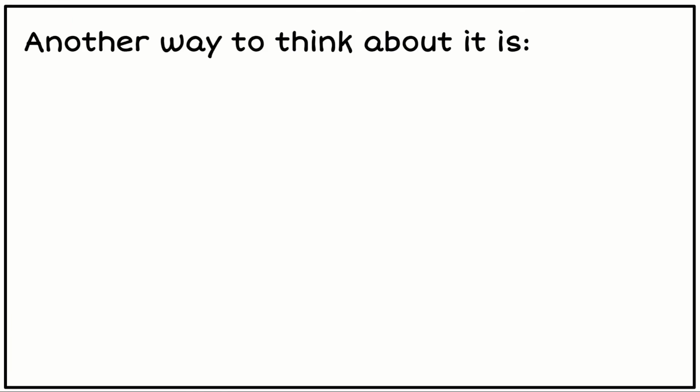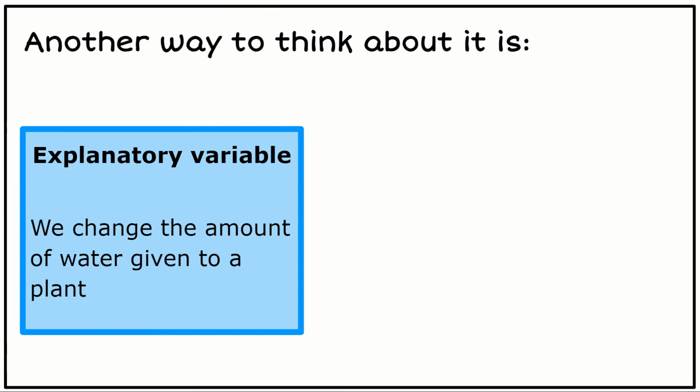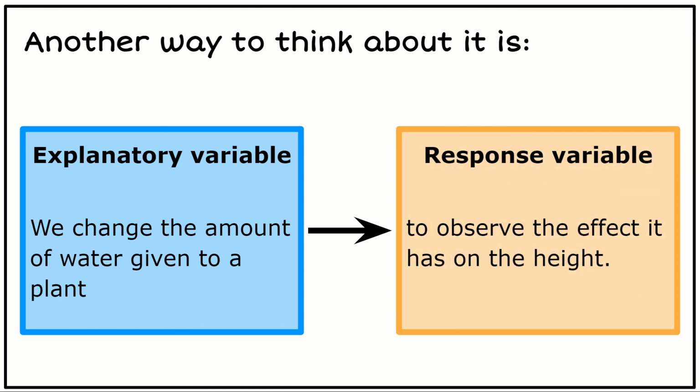So another way to think about this is we could think about our explanatory. This is we can change how much water is being given to the plant. And because of how much water has been given to the plant, that leads to observing the effect it has on the height. So we're going to see if I give it a little bit of water, what does that do to the height? If we give it a lot of water, what does that do to the height? So we're observing the effect that it has.